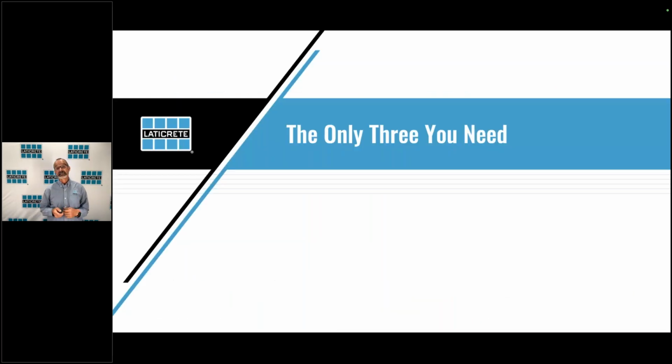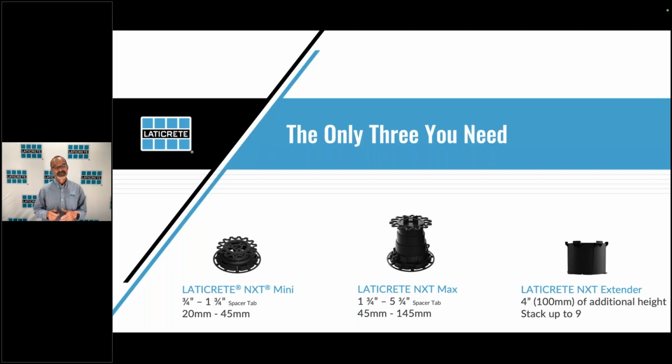Now, here's the real key to this product line. There's only 3 things you're going to need. I say only, but there's a few things you're probably going to need to add into it. But your crews are going to need the mini. Now, the mini is going to take you from 3/4 of an inch to 1 3/4 inches that quick. Just spin it, you're ready to go.